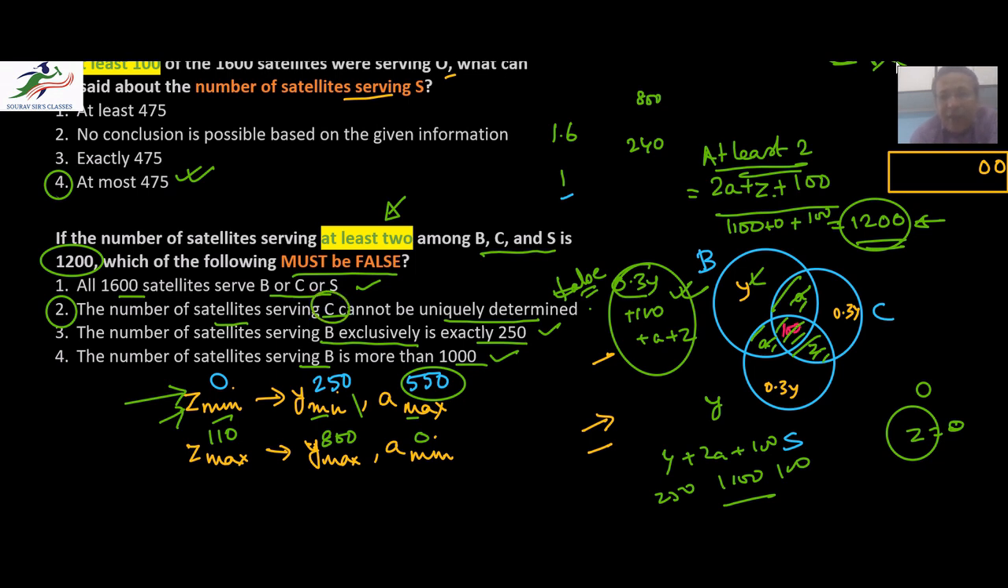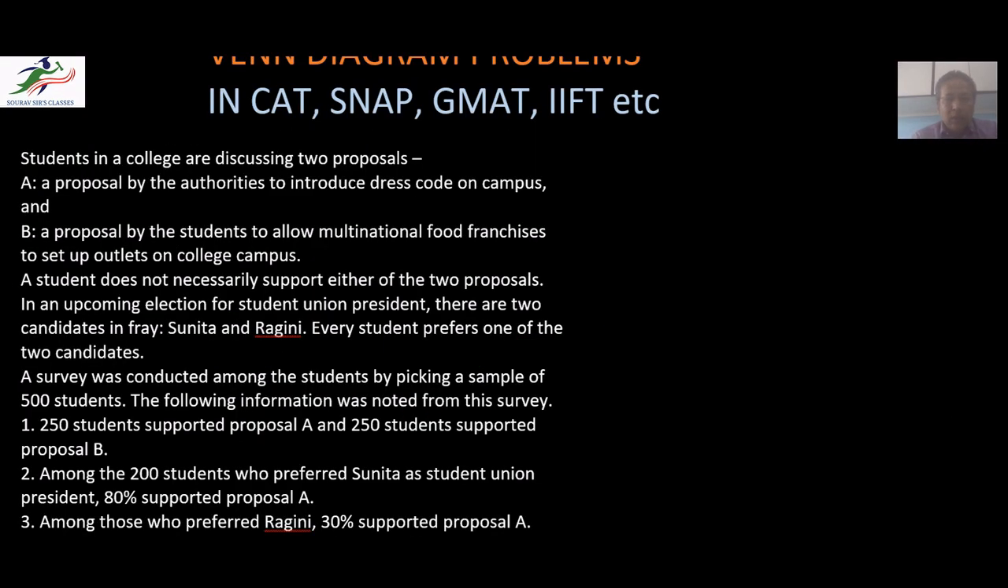So this is one question on Venn diagram that came in CAT 2018, and you see how easily you can solve it if you just follow a simple logical process. Let's look at another example. This is a problem which came in 2019 CAT paper.